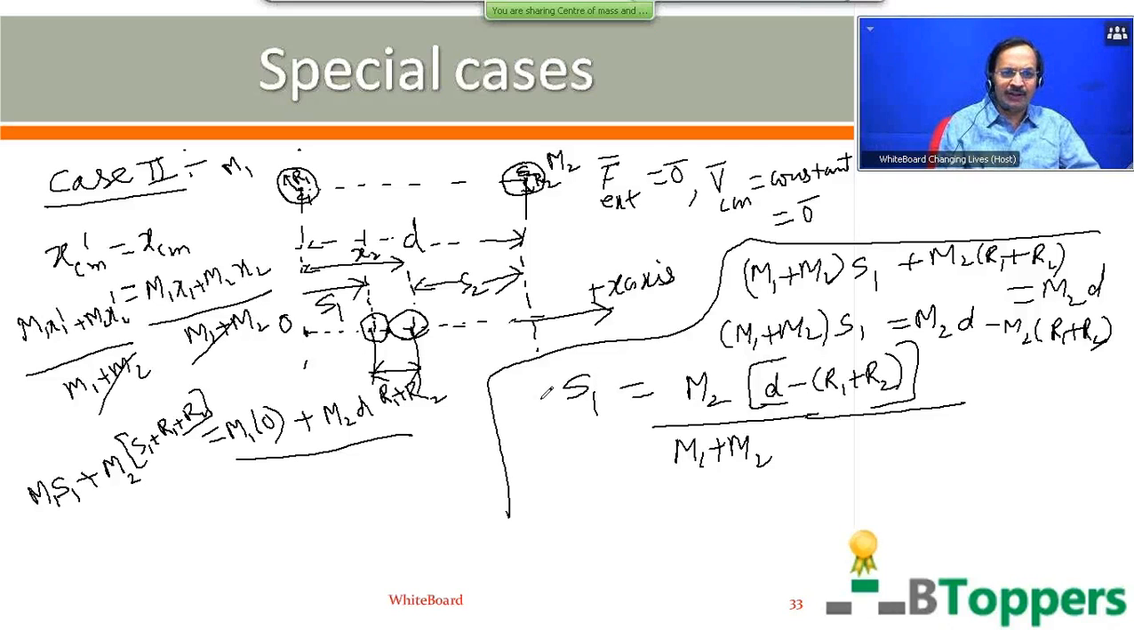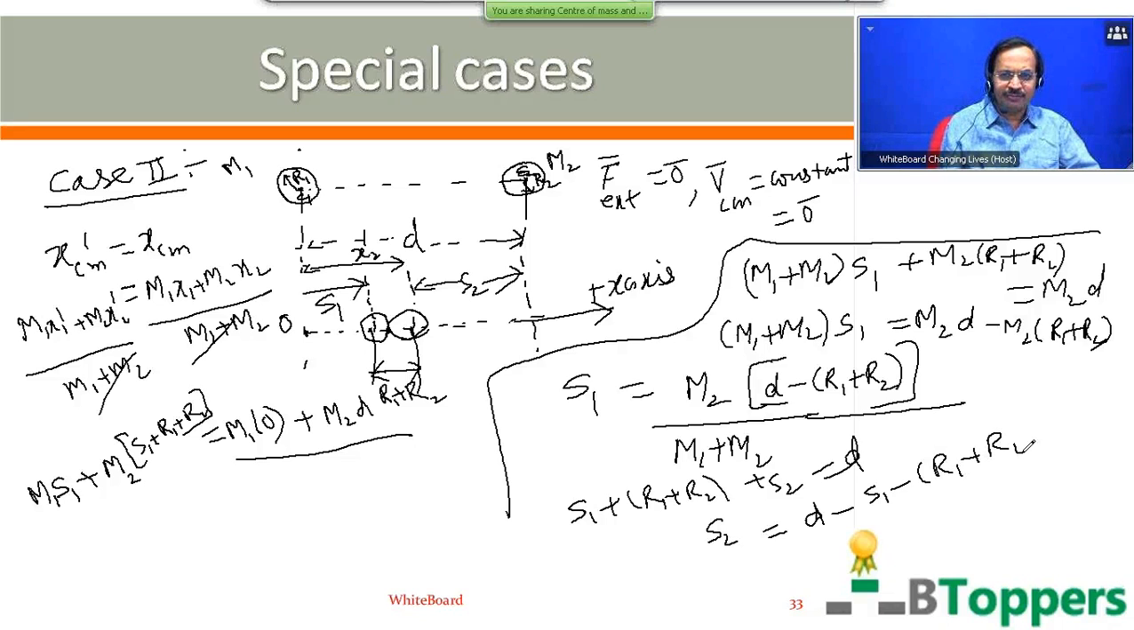After finding S1, if you are asked to find S2, from the figure you can observe S1 plus R1 plus R2 plus S2 can be written as d. So in case you are asked to find S2, S2 can be written as d minus S1 minus R1 plus R2.